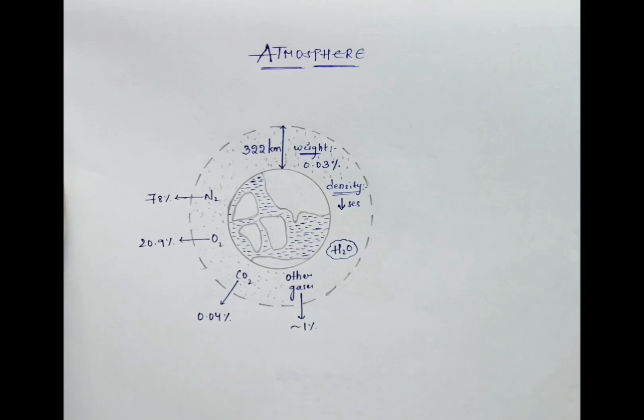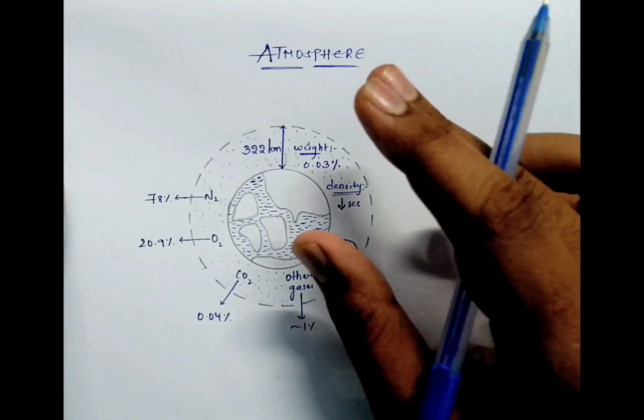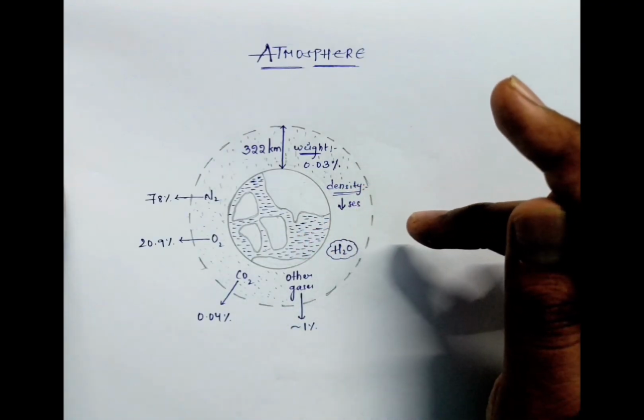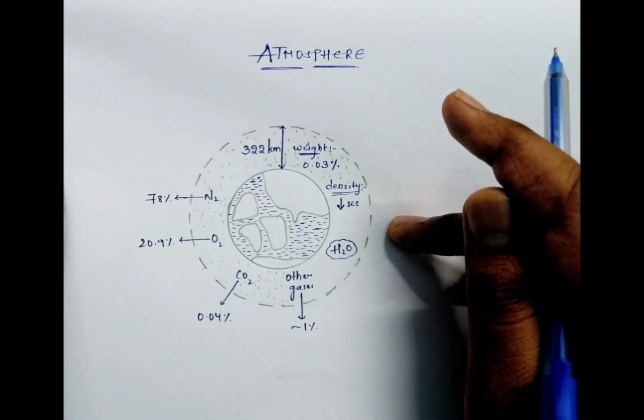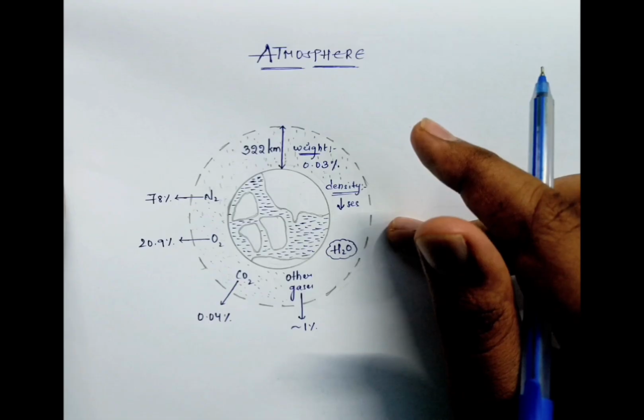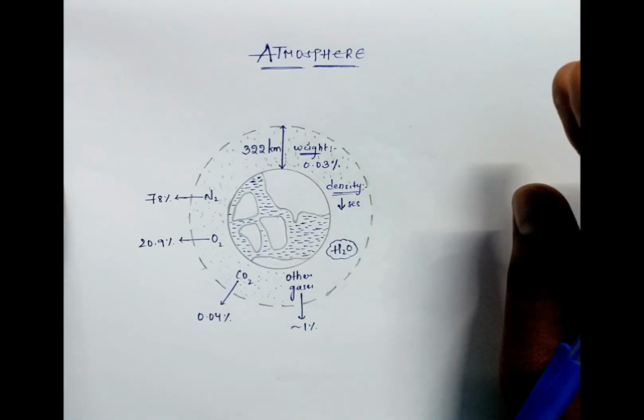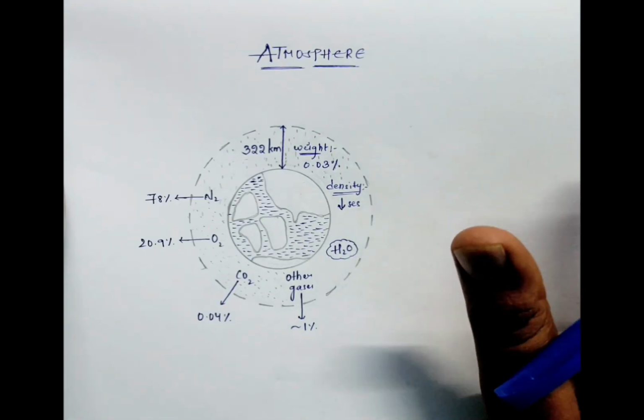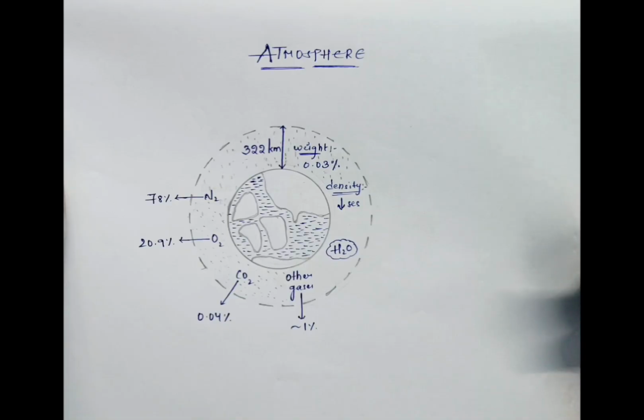You can write important points, maximum all important points from this diagram instead of by-hearting all the paragraphs before the exam. If you remember this diagram, you can write maximum all important points friends. So let us start with atmosphere friends.